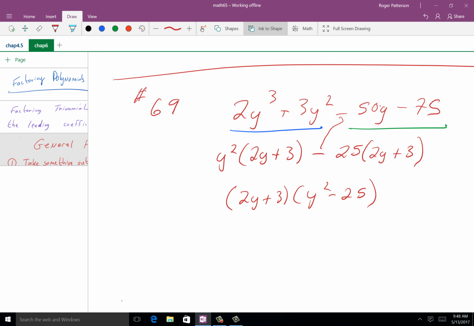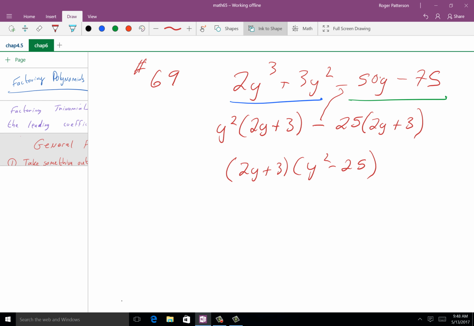Good choice. 74. Oh, man. Looks pretty intimidating. Y to the 9th minus y to the 5. Okay. Can you take something out? Great. Y to the 5th comes out. Leaves us with y to the 4th minus 1.